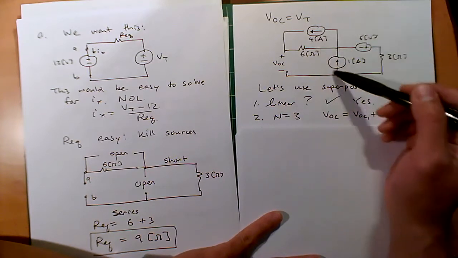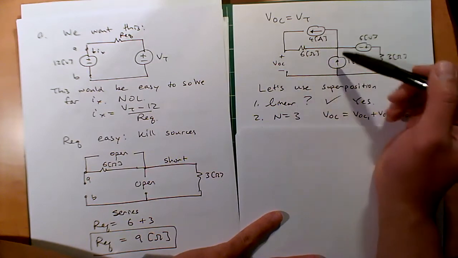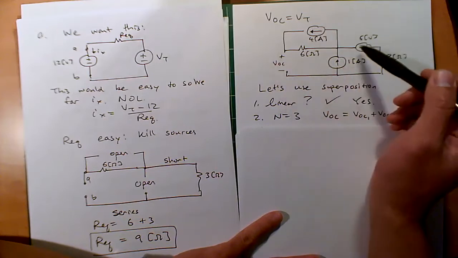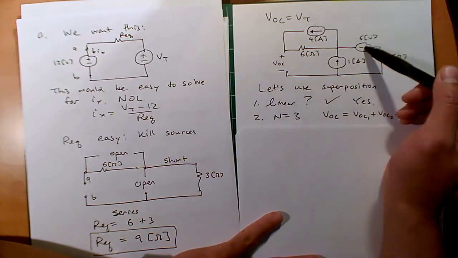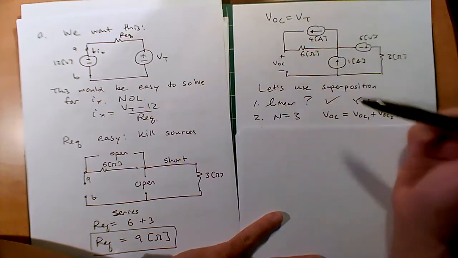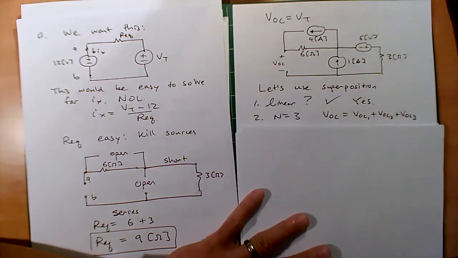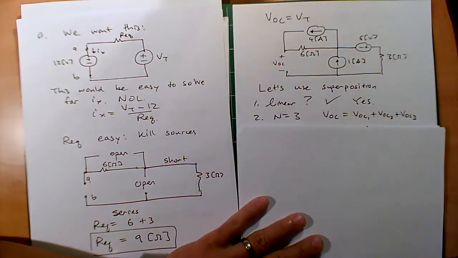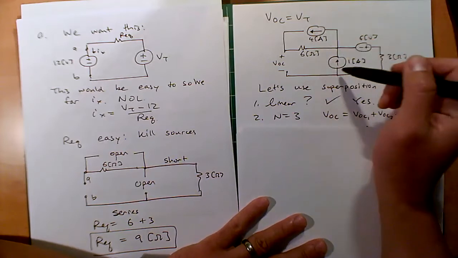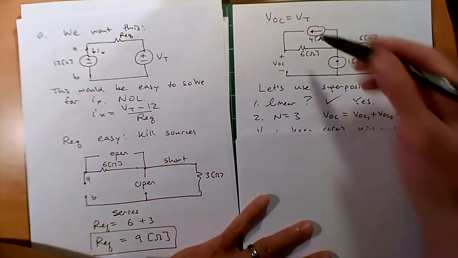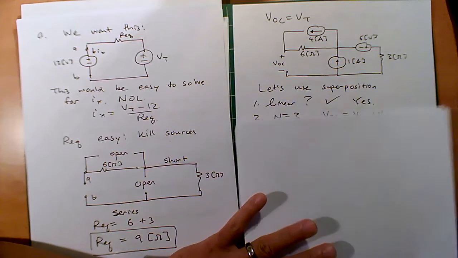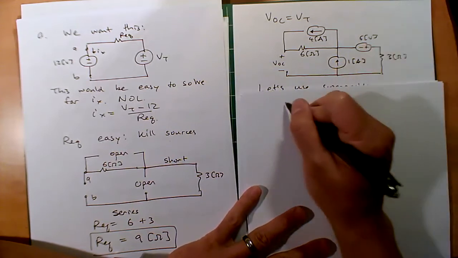We can keep 1, kill 1, solve for VOC 1. Keep 1, kill these 2, solve for VOC 2. Then keep this one, kill these two, solve for VOC 3, add them up. And hopefully we get some pretty easy, simpler systems to solve. Okay, so let's keep the 4 amp. So if we keep the 4 amp and kill these, what do we get?